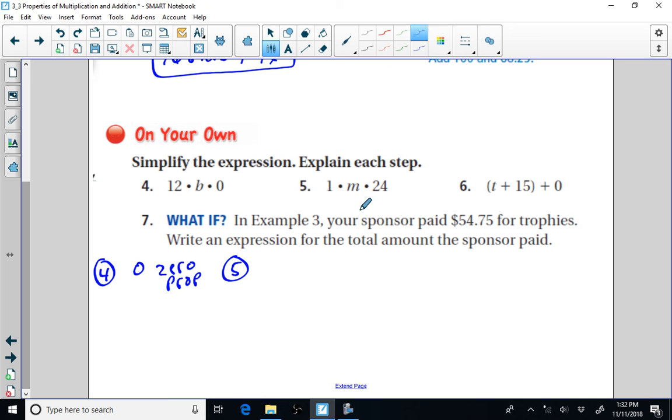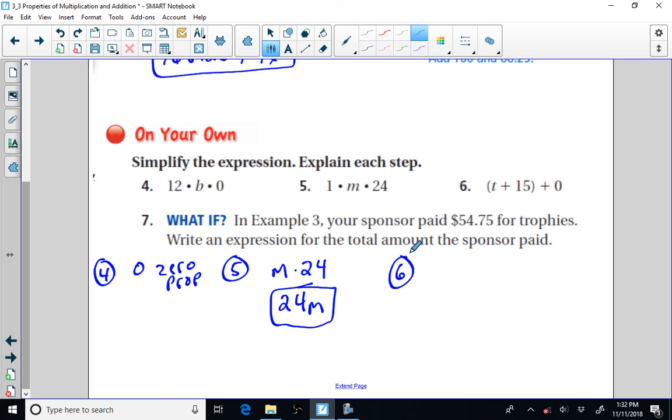Problem 5, I have 1 times m times 24. I'm going to use my identity property. 1 times m is m, m times 24, I would write as 24m. Right, so here I used my identity property and multiplied 1 times m.